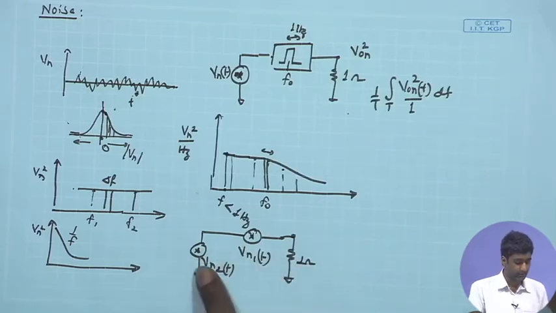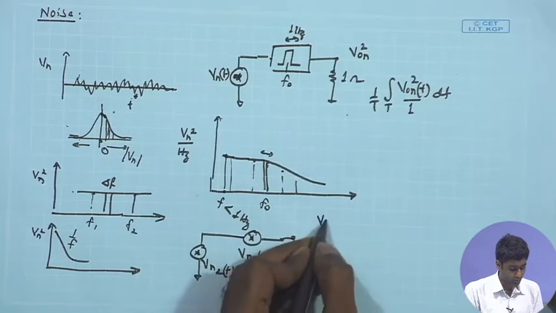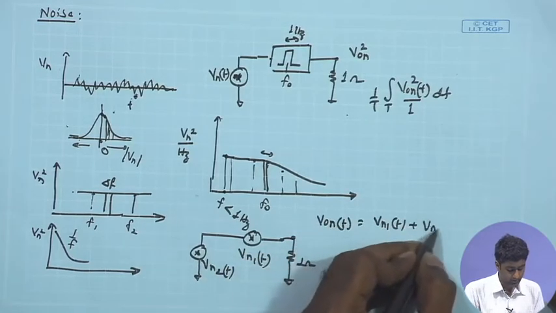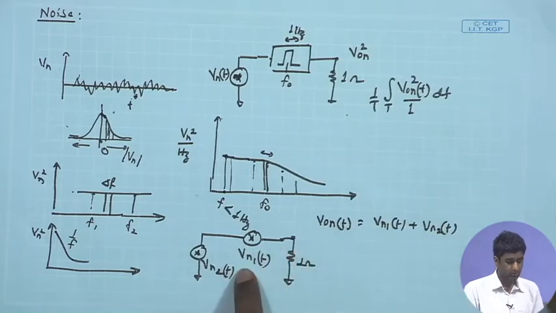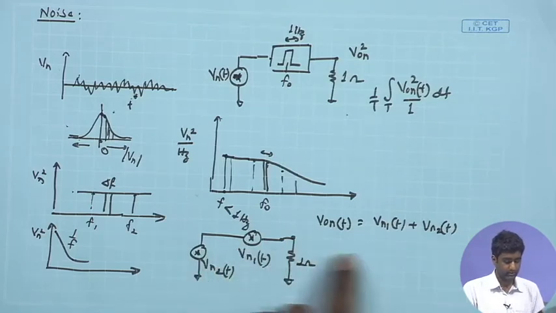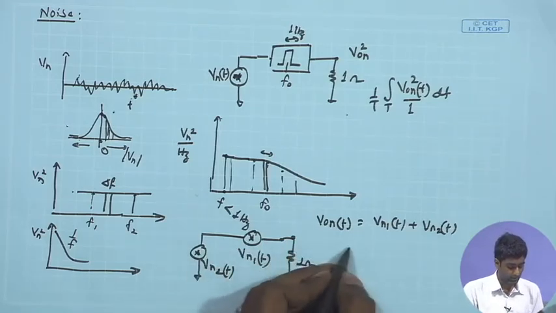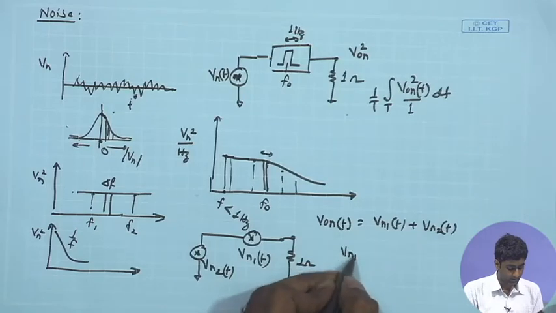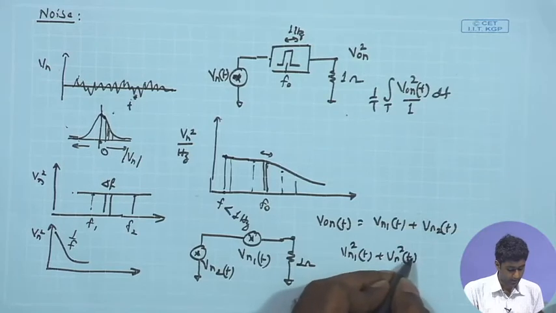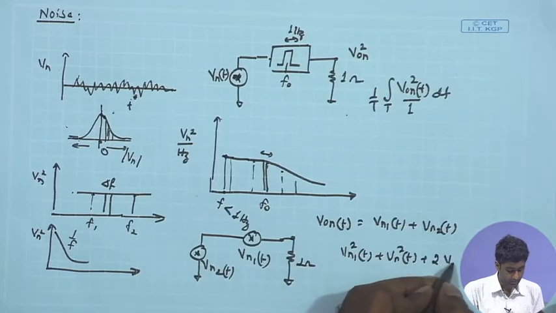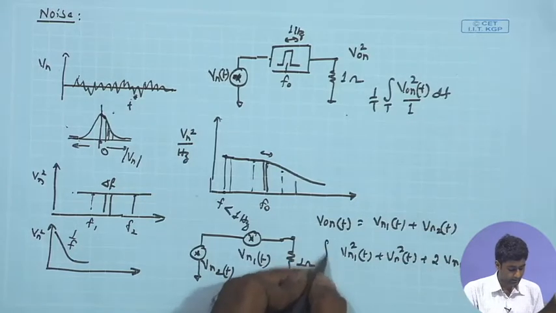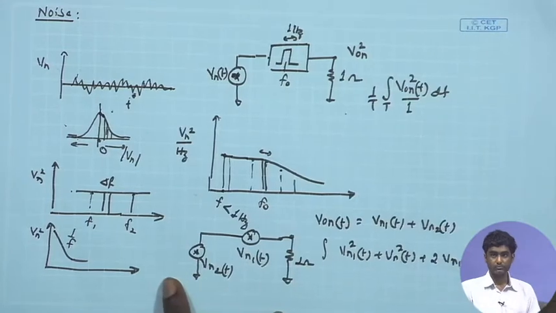In that case, if I look at the time domain value, I will simply write Von(t) is equal to Vn1(t) plus Vn2(t). And once again, in order to find out the power delivered by the combination of these noise sources, I will take the mean square value, and therefore I will write the mean square value as Vn1(t) square plus Vn2(t) square plus 2 times Vn1(t) times Vn2(t), and then integrate this over a sufficiently long duration.